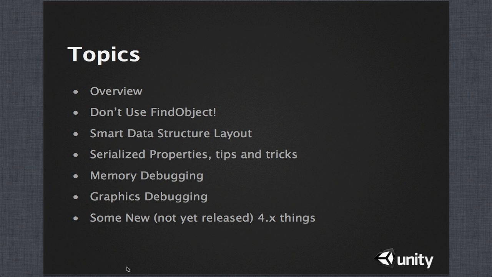So this is the list of topics I'm going to be going over today. It's going to start with just some simple rules and tips, like don't use find object, which is something that I hope you never use. Things like smart data structure layouts for reusability and much nicer serialization. Better ways to use serialized properties and property drawers.